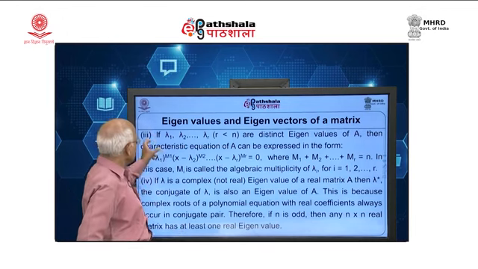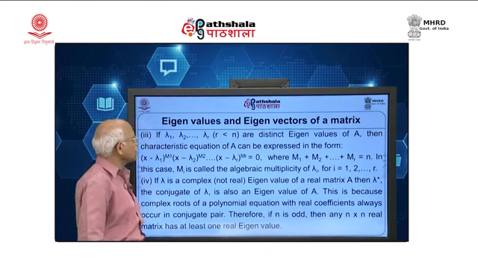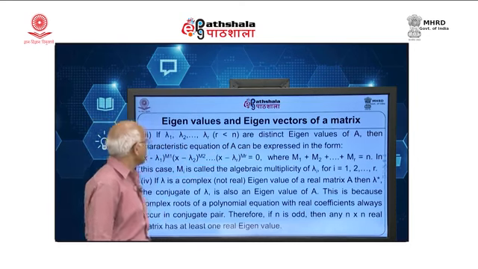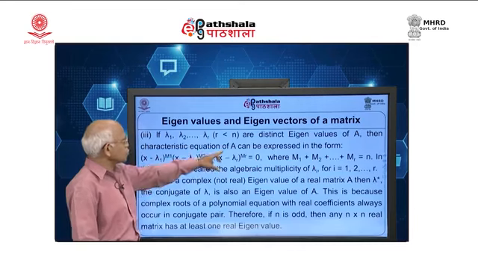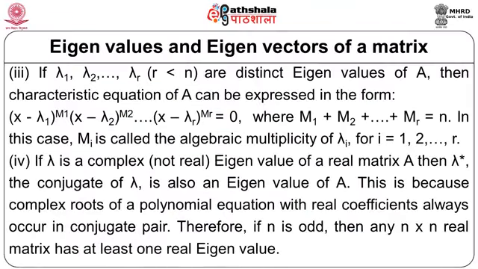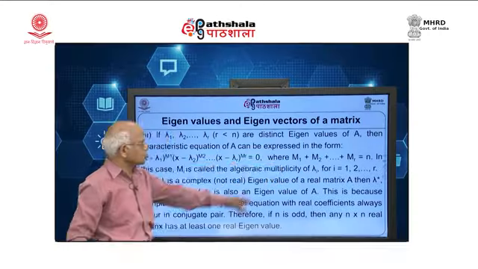And so, if lambda 1, lambda 2, up to lambda r, with r less than n, are distinct eigenvalues of A, then the characteristic equation of A can be expressed in the form like this. Some of these values may be repeated: lambda 1 is repeated m 1 times, lambda 2 is repeated m 2 times, and so on up to m r times, such that the sum of all these has to be equal to n. In this case m i is called the algebraic multiplicity of lambda i.